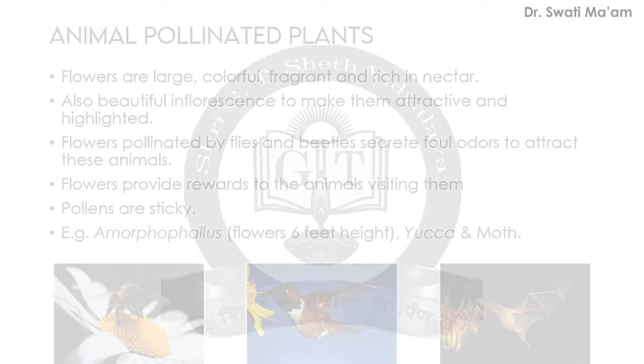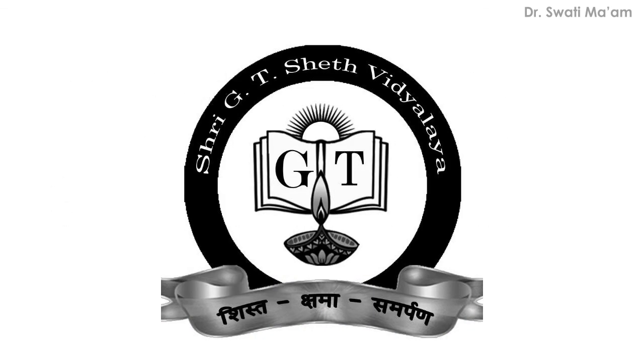So students, we have discussed some of the pollinating agents today, and we will end our session here. I hope you understood very well. Let us revise the topics. Abiotic agents included water and wind pollination. Here the flowers are not much attractive, but the animal pollinated plants have a very attractive inflorescence. So this is one of the major differences.